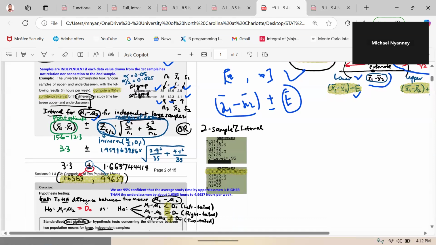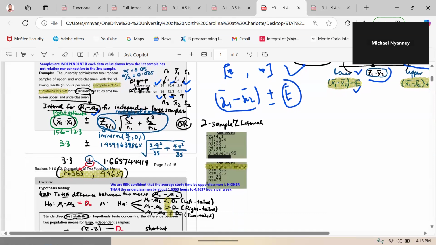So what do we need? We need this value, and we did just that. We had it to be 3.3. And we need a value here, that is z alpha over 2. So how do we calculate z alpha over 2? That is the inverse norm of alpha over 2. Based on the question, you have to compute a 95% confidence interval. And the alpha is what? 5%. You divide your alpha by 2.